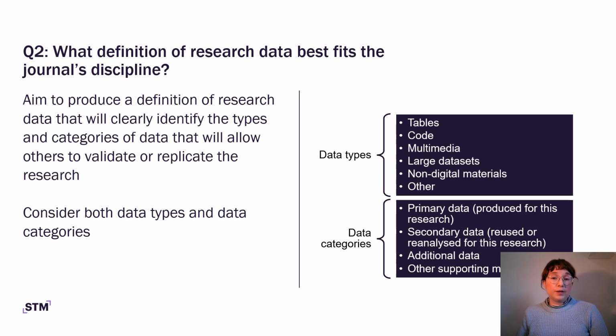For example, you may require that all primary data that underpins the findings of the research paper should be uploaded to a data repository and shared openly, but that other supporting materials like survey instruments or charts can be uploaded as supplementary files. Generally speaking, journal data policies will only require authors to share the research data that are necessary to validate or replicate the reported findings, not the entire output of a research project.